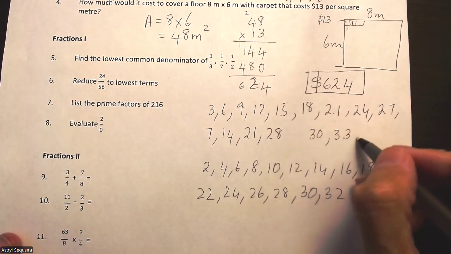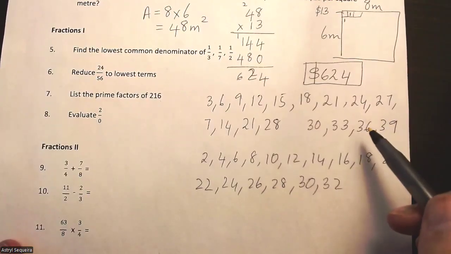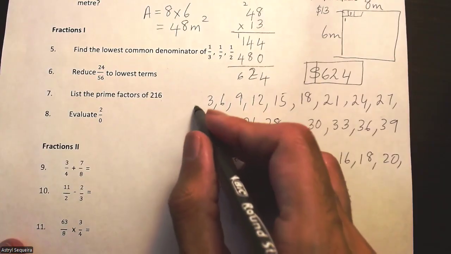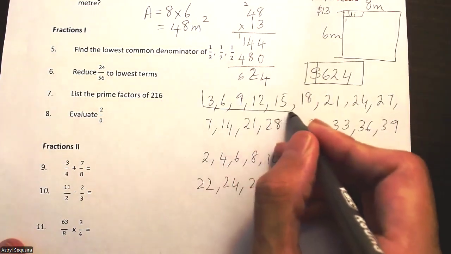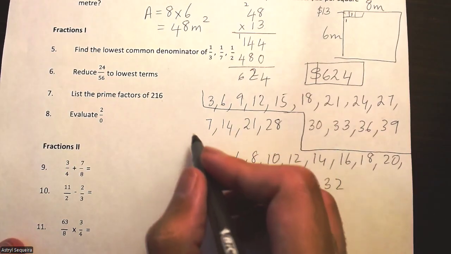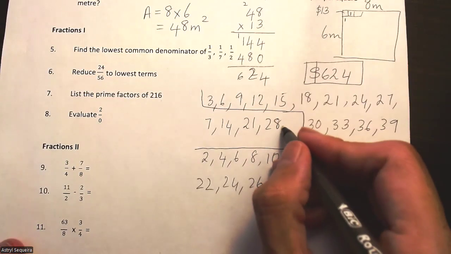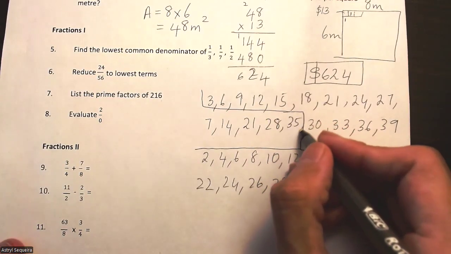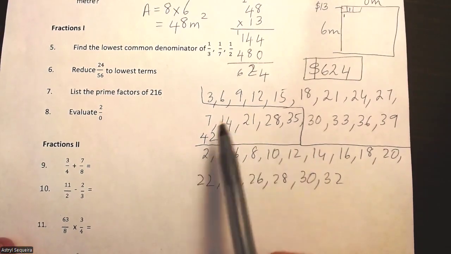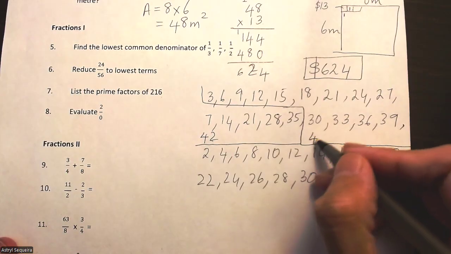30, 33, 36, 39. It's a lot of repetitions between these two, but is there a repetition between all three of them? That's what we need to find. A repetition between all three. Let's extend my sevens. 35, 42. Okay, so this one's at 42 here. Let me extend this. I'll add another three. I hit 42 as well.